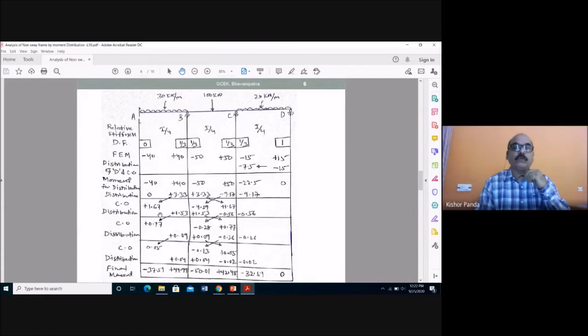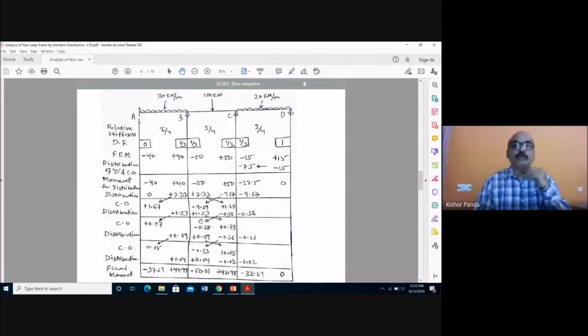So here you see this is 1.67 into 0, so here this is 0. And here you see, what is the net moment at joint B? This side is minus 4.59 and this side there is no moment. So what is the net moment here? Minus 4.59. So this moment you have to distribute to the members BA, BC and BE.